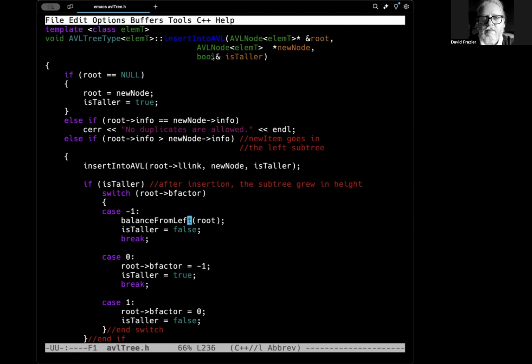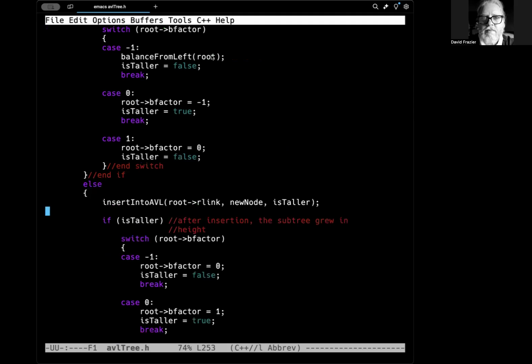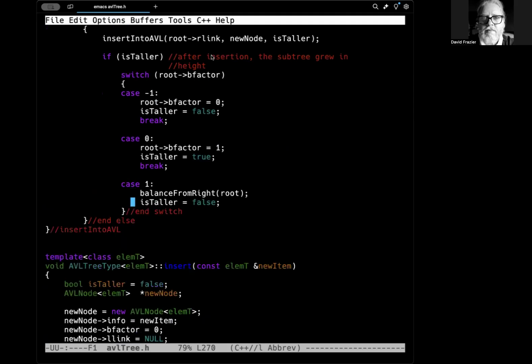And then after we insert, we have to figure out, did the subtree grow in height? So if it did, if it's now taller, we've added a new level and we have to worry about these balance factors. And we're going to figure out what the current root's balance factor is, again, this is recursive. And then whether it's -1, a 0, or a 1, we're going to have to do the balance from the left, or we're going to change some things around. And then there's the other half of that where we insert into the right.